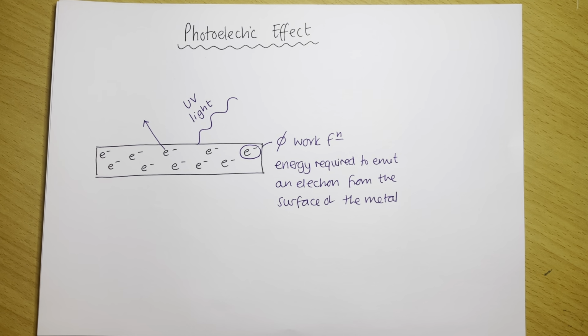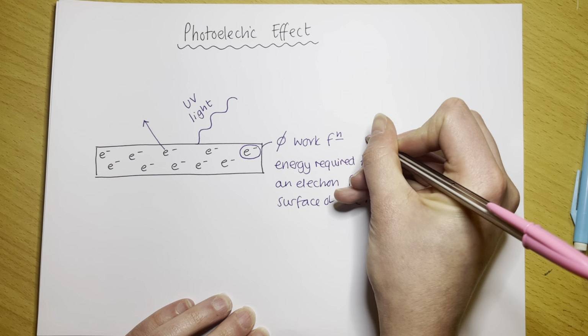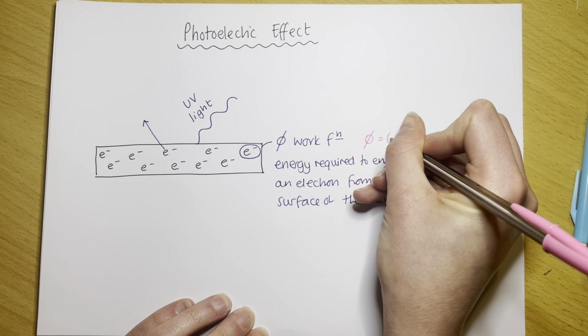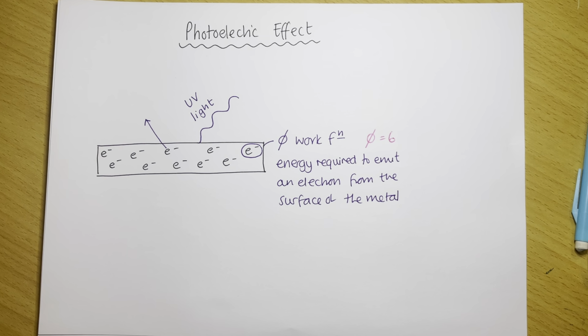So if we can somehow give this electron enough energy, it could be emitted from the surface of the metal. And in my little example, I'm going to do my example in pink. I'm going to say that phi equals 6. I'm not giving it a unit because it definitely isn't 6 joules. It's probably more about electron volts, but this is just to help. Okay, so I'm going to say that phi is 6.